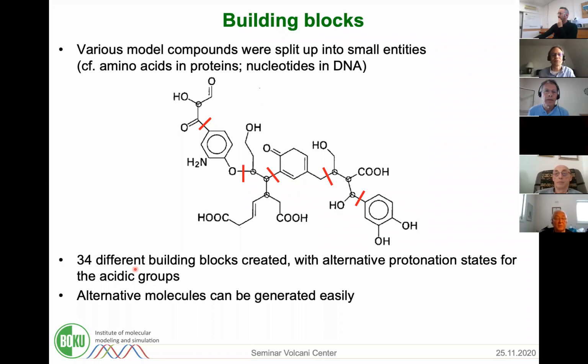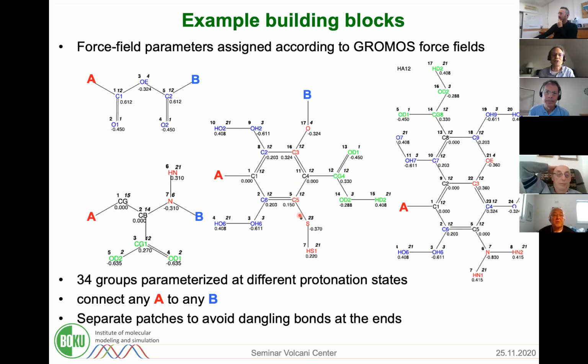Initially, we had 34 different building blocks, and then they can have different protonation states, so they can be protonated, deprotonated, etc. So we have a whole set of building blocks, and those building blocks we first had to parameterize. This is a bit of a technical thing, but we had to assign parameters to each of the atoms that tell us how these atoms interact with each other. So we chose to go by the GROMOS force fields. I've been developing the GROMOS force fields for almost 20 years now.